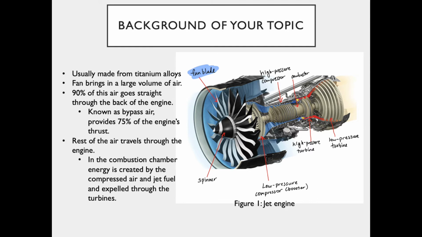The rest of the air travels through the engine, so it goes from the fan blades into the high pressure compressor and the low pressure compressor where the air is compressed. And in the combustion chamber, the energy is created from the compressed air and jet fuel, and that is expelled through the high pressure turbine and the low pressure turbine. And that's where 25% of the engine's thrust comes from.